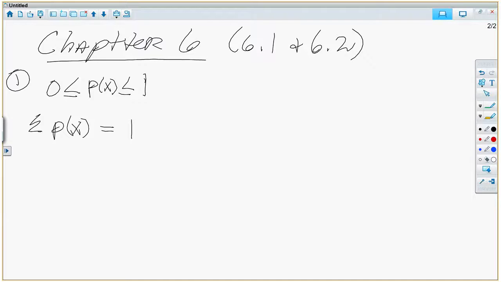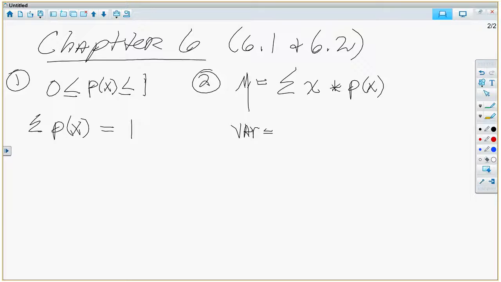The second thing you need to know is that the mean of the probability distribution is equal to the summation of X times P of X. And the variance is equal to the summation of X squared times P of X minus the mean squared. And we did that today.